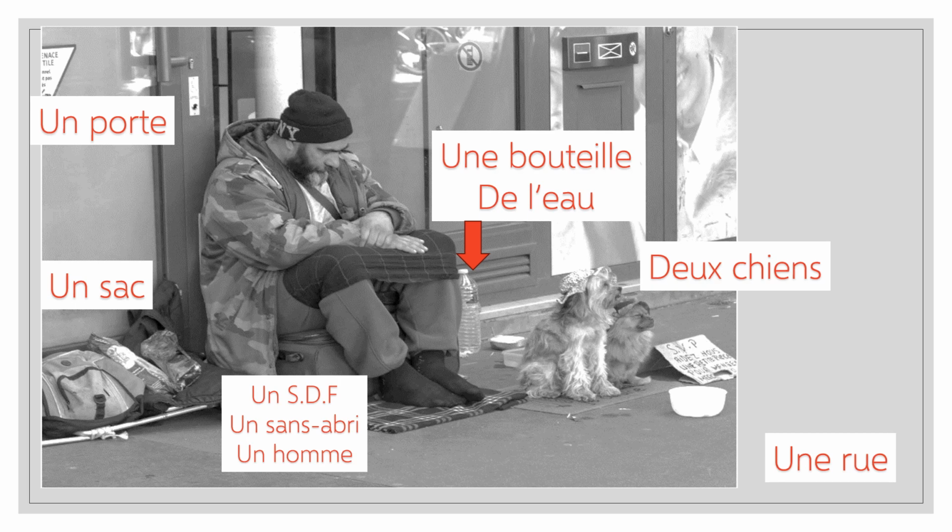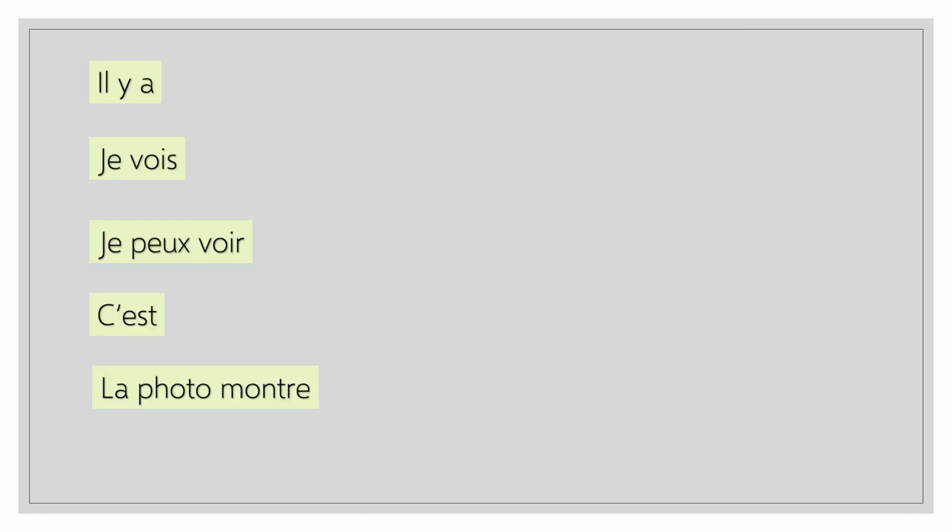And now let's have a look at your starter. So you've got the suitable vocabulary now. Now we need to have a look at the starters. And I'm going to give you another task. The task is to look at those. Il y a, je vois, je peux voir, c'est, la photo montre. And I'm going to ask you to pause the video again and write down what they mean in English.